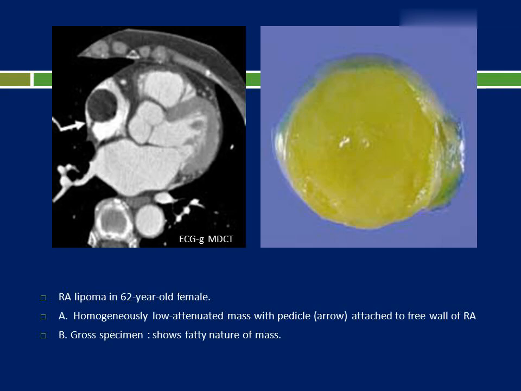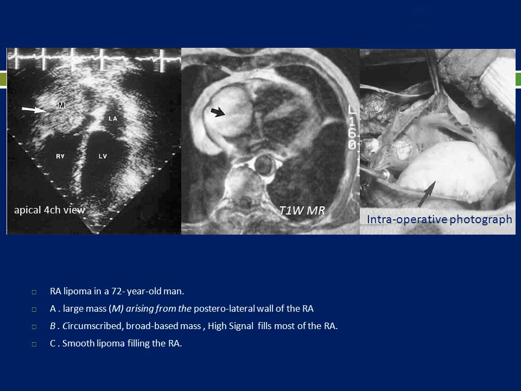RA lipoma in a 62-year-old female. ECG-gated MDCT. A, homogeneously low attenuated mass with pedicle, arrow, attached to the free wall of the RA. B, gross specimen shows the fatty nature of the mass. Intraoperative photograph. Apical 4CH view.